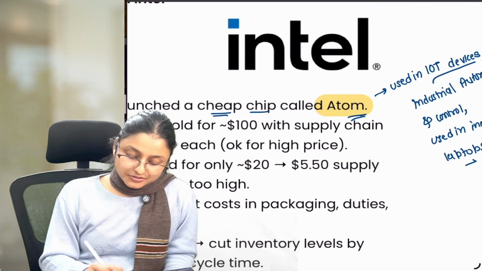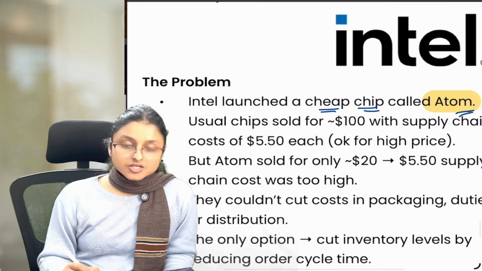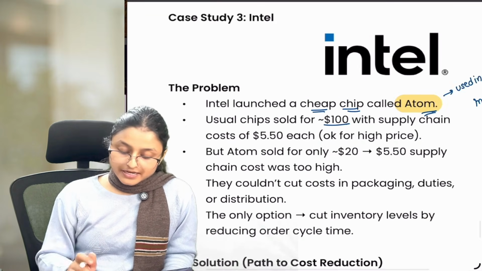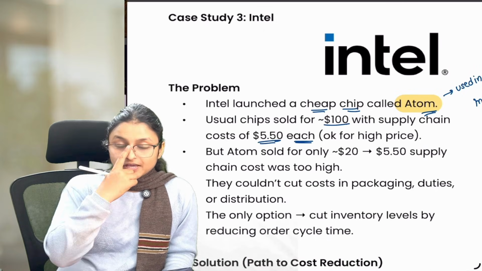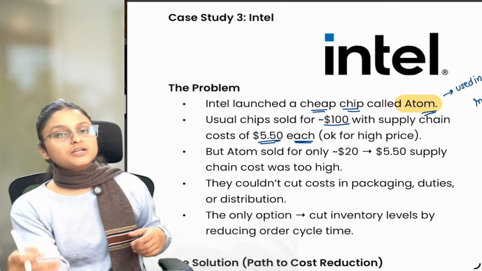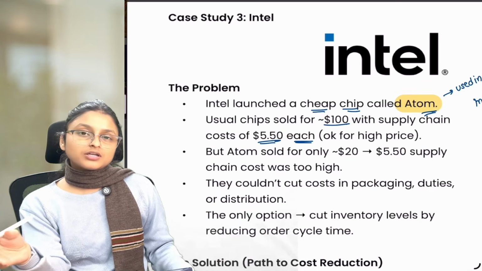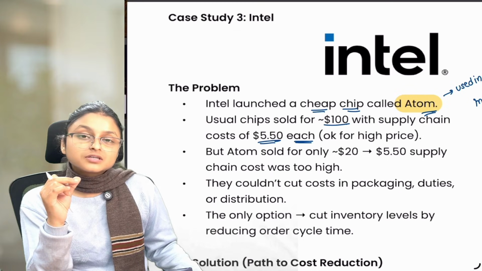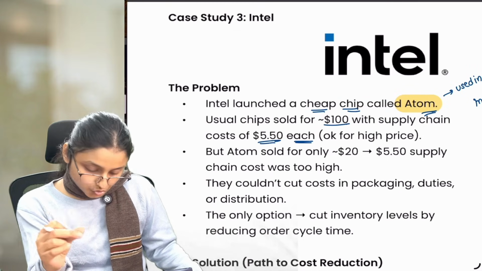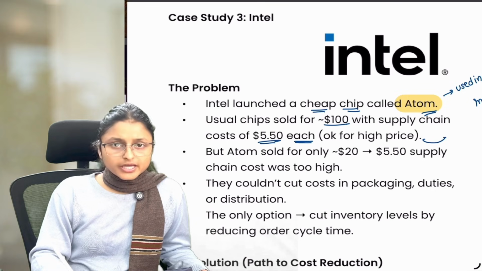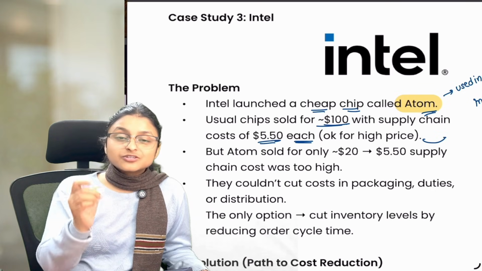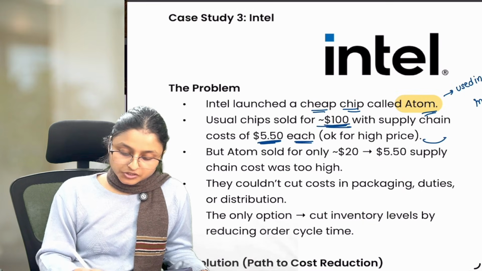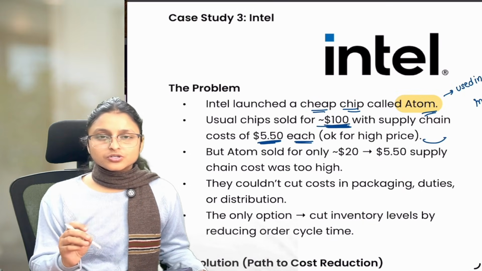Now they are cheap chips. Normally the chips which Intel sells are of around $100, and their supply chain cost is $5.5. When we say supply chain cost, that means movement cost. Moving the product from one place to another, total cost to provide the product to the customer is $5.5 per unit, right? And this is okay for a higher price product which is actually of $100. So around 5% or 5.5% of this $100 is my supply chain cost, which is okay.